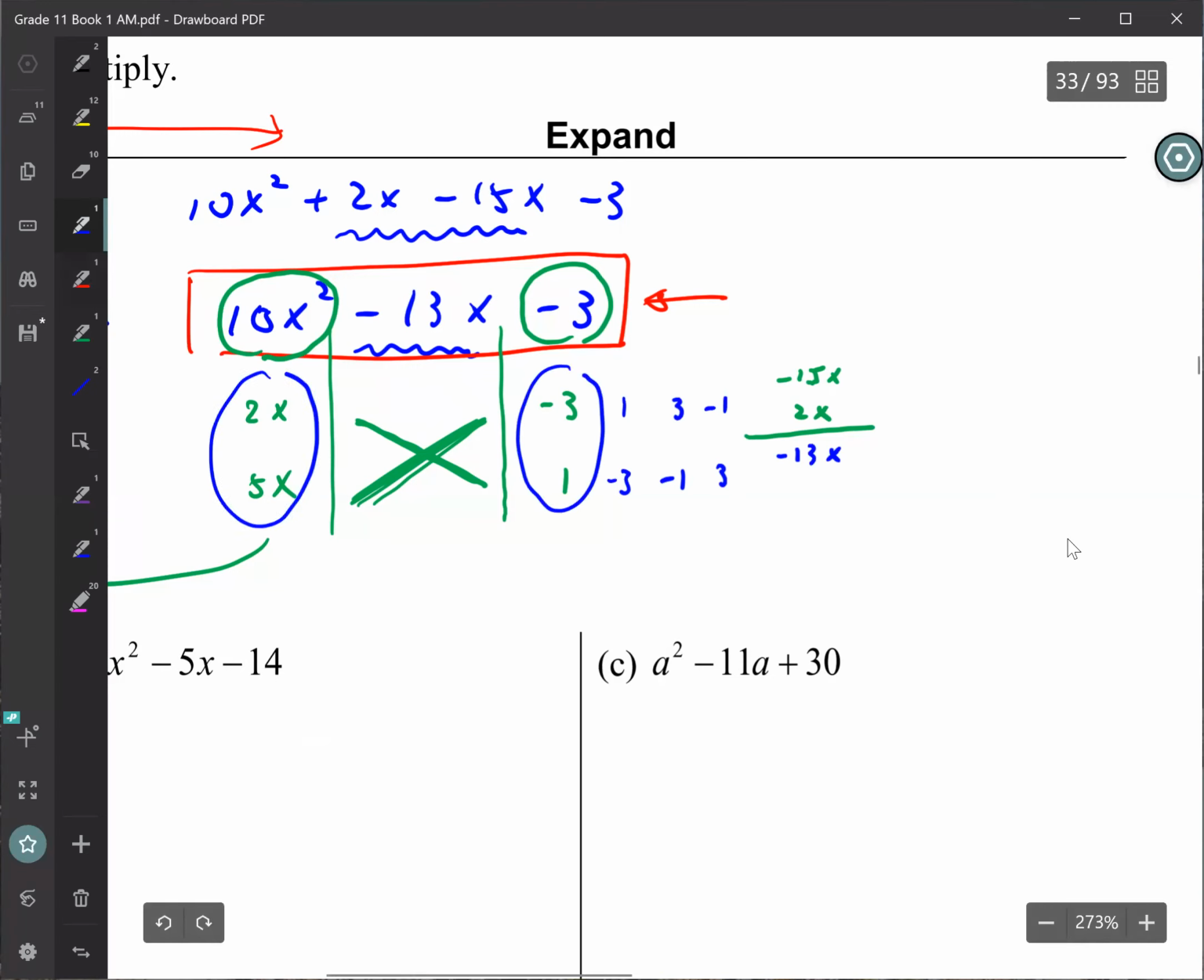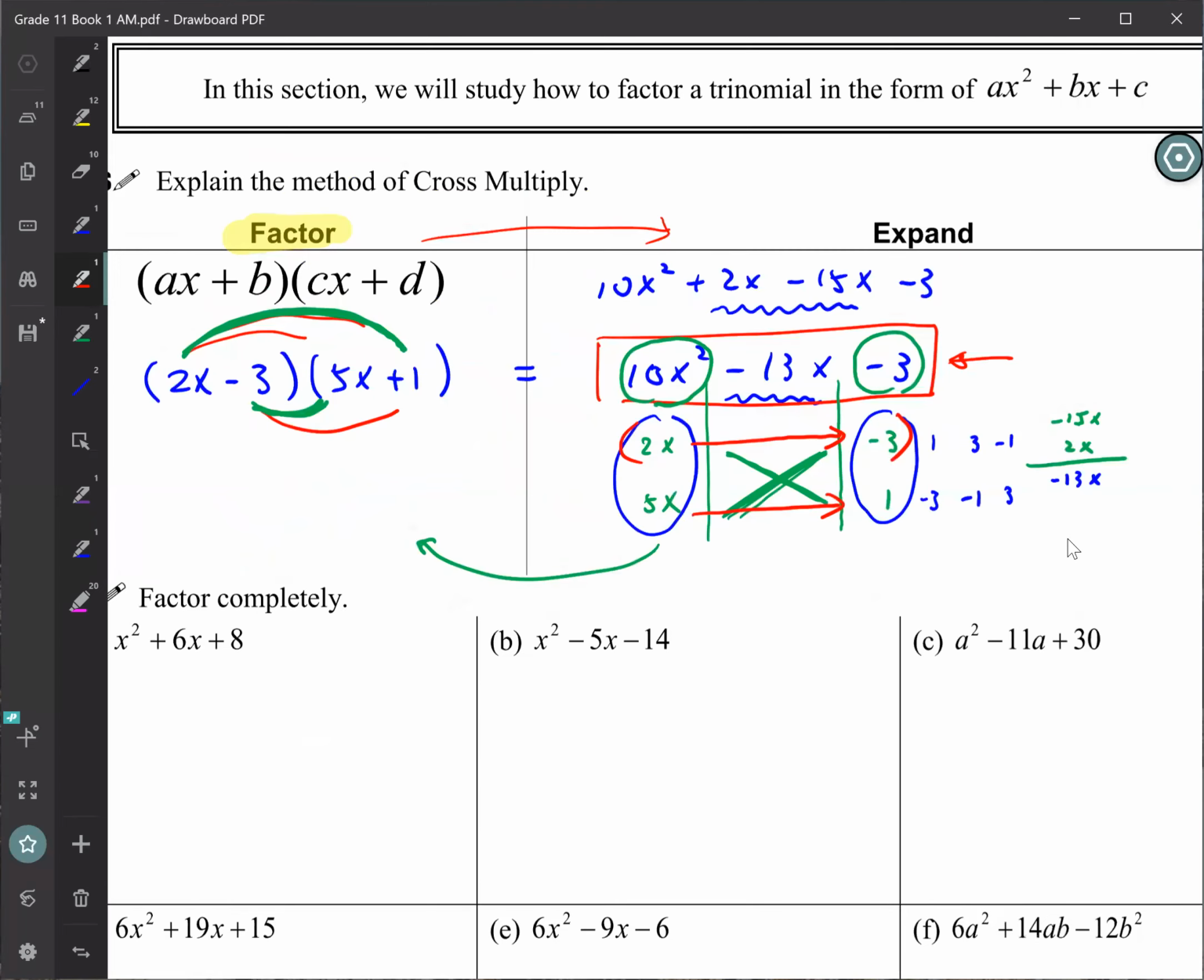When you write the answer, remember you don't write the answer with cross multiply. You write the answer horizontally. Your first bracket should be 2x minus 3. If you look at the left side, the first bracket is the first line, and the second bracket is the second line. So that's how you get the two brackets.